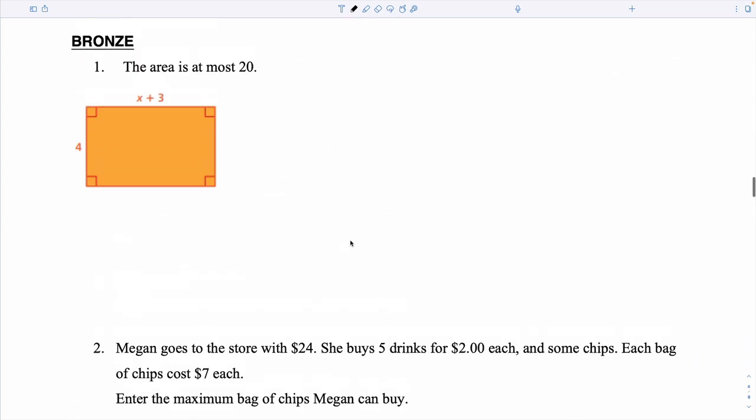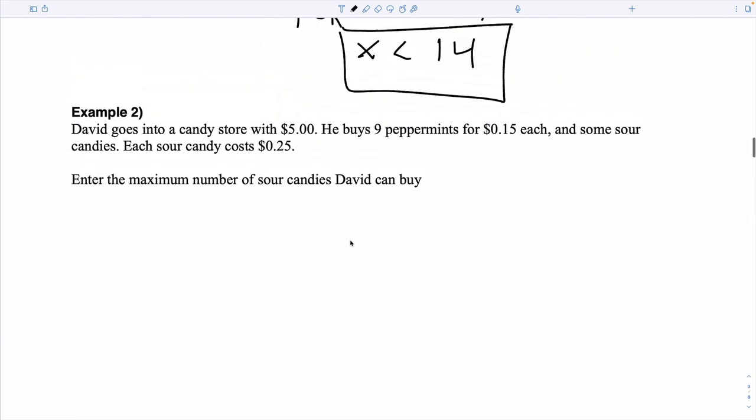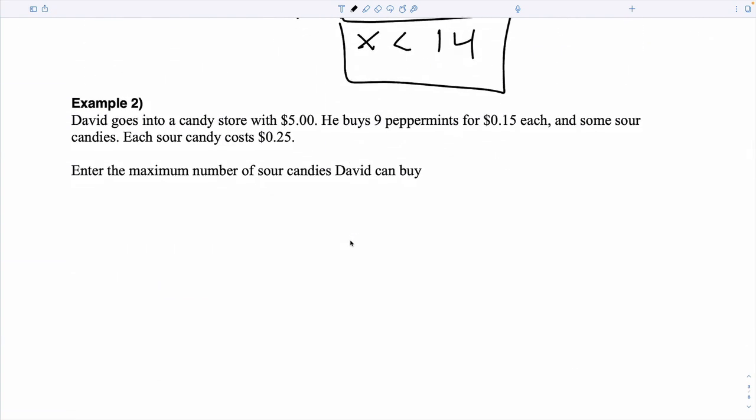There's one more type of word problem that you'll see today. Read this one for me, please, Sean. David goes into a candy store with $5. He buys 9 peppermints for 15 cents each. Then some sour candies. Each sour candy costs 25 cents. Enter the maximum number of sour candies David can buy.